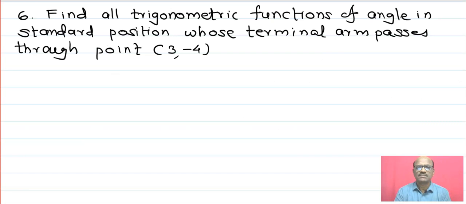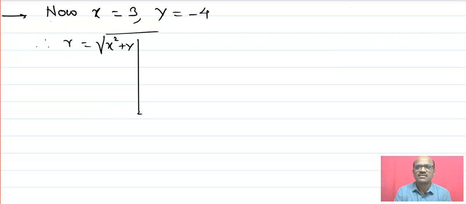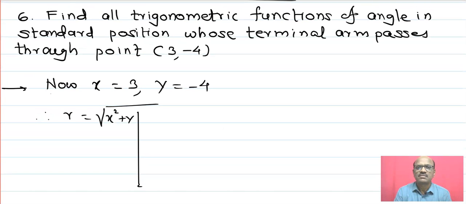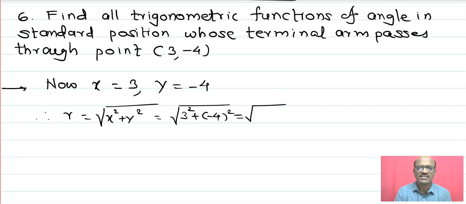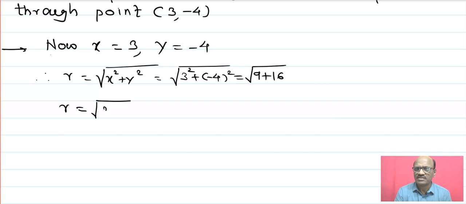Now see this, number 6. Now the question number 6, find all the trigonometric functions of the angle in the standard position whose terminal passes through the point 3 comma minus 4. Now this point lies in the fourth quadrant. Now see this, how I found it out.